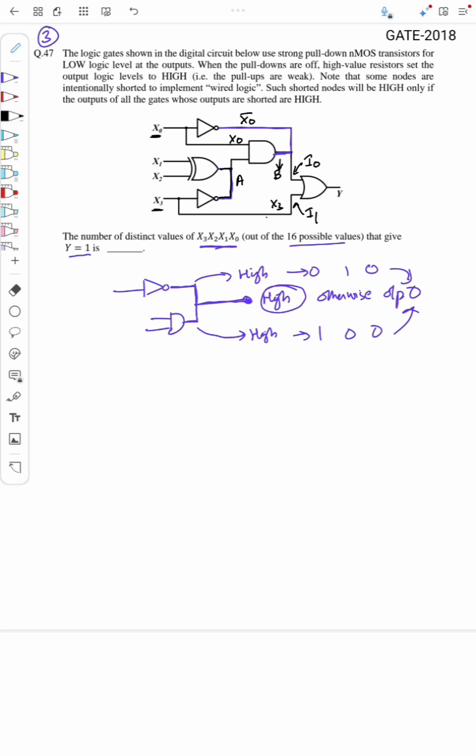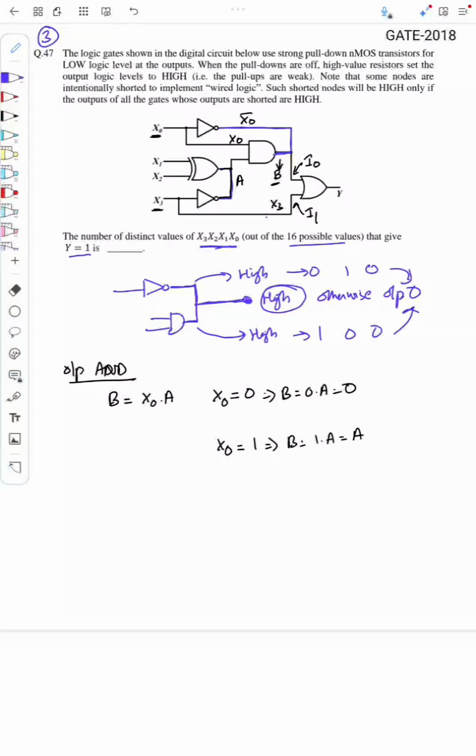So the output of AND, B, is given as x0 into A, right? x0 and A. Fine. So we'll see the different values of B for different values of x0. When x0 is equal to 0, what happens to B? B will be equal to 0 dot A, that is 0. And when x0 is equal to 1, then B is equal to 1 dot A, which is equal to A. Fine. So this is the value of B.